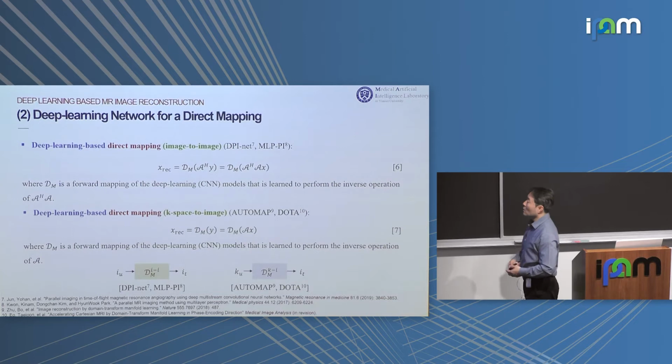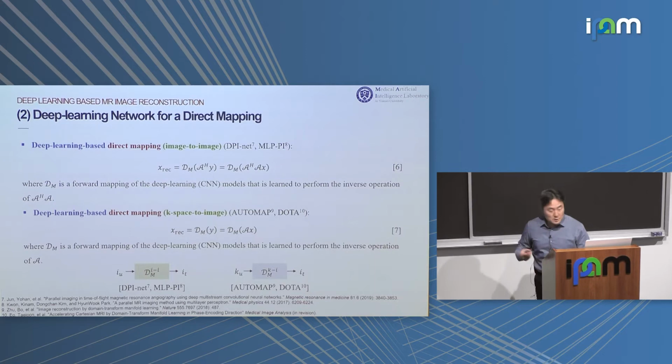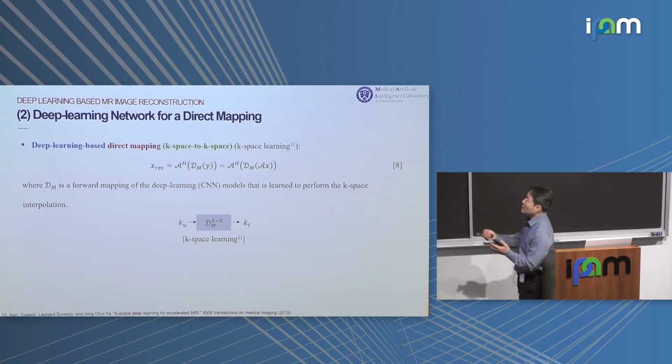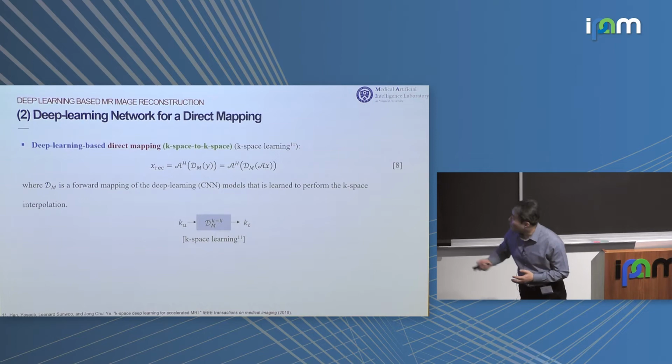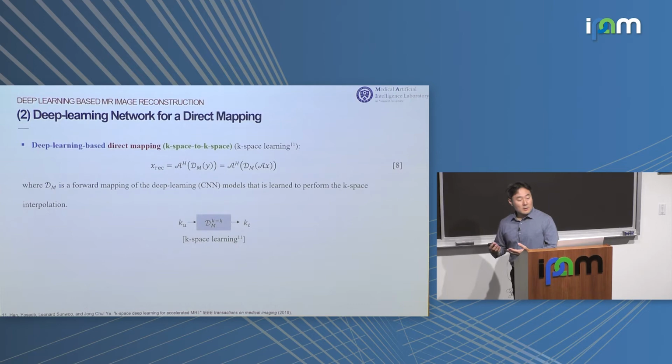And AUTOMAP, as I explained, also the network learns everything, including the domain transform. So they do not need any specific forward model. And the last direct mapping is from k-space to k-space. And last year, very recently, Han et al. published this paper. Basically, the deep learning based MR reconstruction can be formulated as k-space interpolation, and they showed very successful results on that.